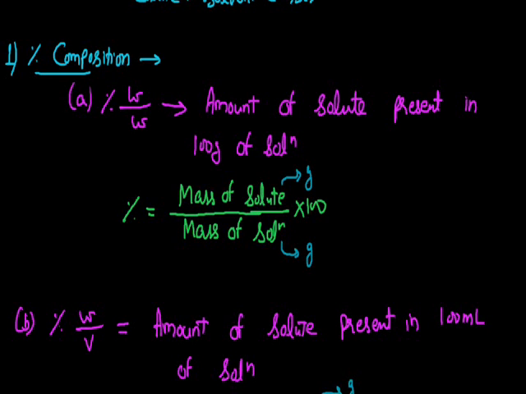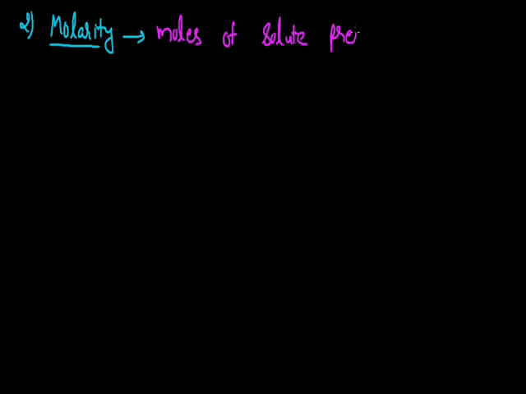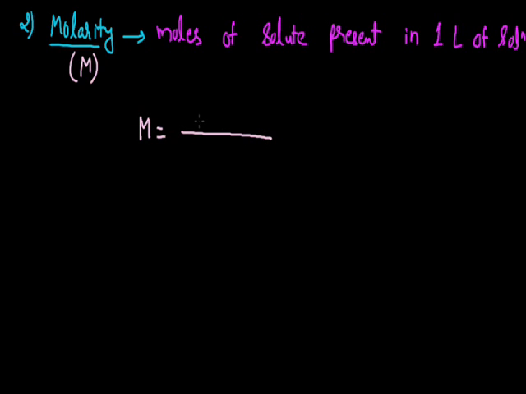Now let's move to the next kind of concentration representation. Another method to represent the concentration of a solution is molarity. This molarity is basically defined as the moles of solute that are present in 1 liter of solution. So when we write the formula for molarity, which is represented in short by the symbol capital M, the molarity of any solution is equal to moles of solute divided by volume of solution.